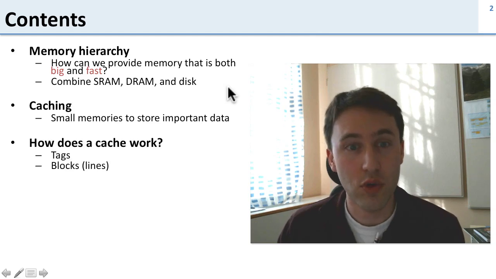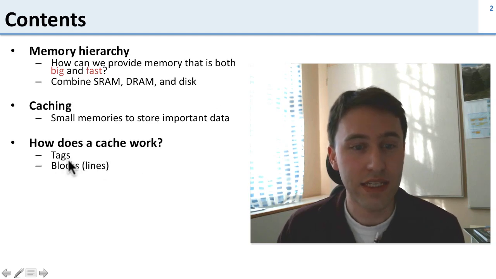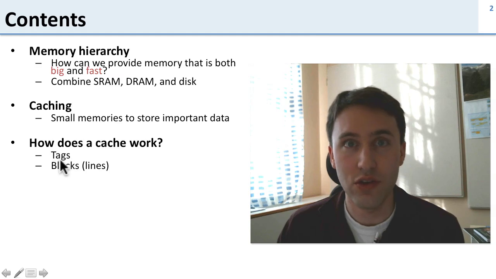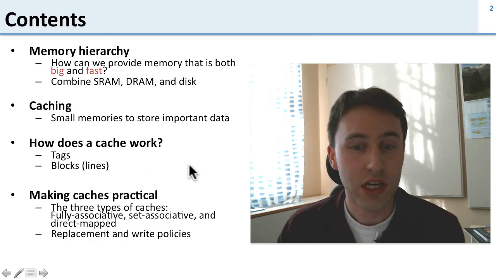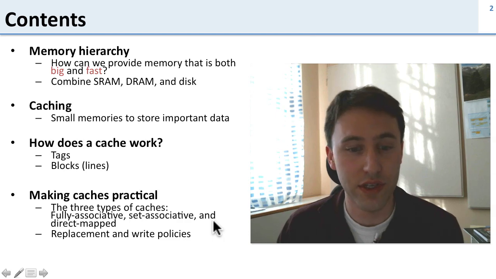Talk about how a cache works. We'll talk about using tags, that is pieces of information that let us know what's in the cache, and blocks, that is putting pieces of data together so that we have fewer tags to make a practical cache. Talk about the three types of caches that we typically have: fully associative, set associative, and direct map.